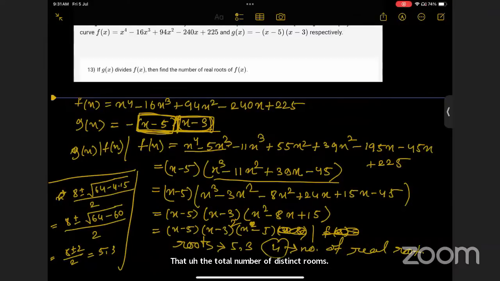Ma'am, please repeat. Here they ask you the number of roots, right? Not the distinct roots. If they had asked about the number of distinct roots, then it is 2. But the total number of roots is 4, right? Yes, but ma'am, here g(x) divides f(x). So, ma'am, this condition. I'm listening. Yes.